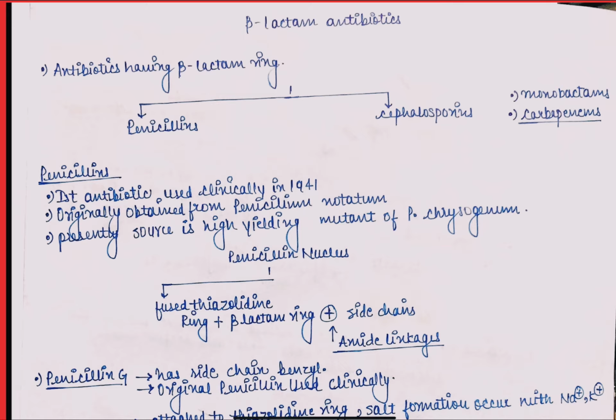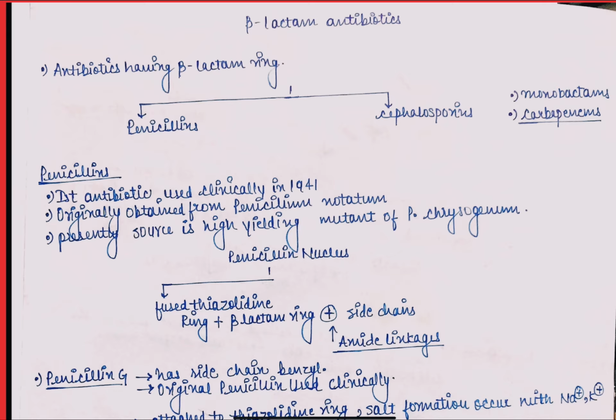So today we are going to talk about beta-lactam antibiotics. So let us discuss what beta-lactam antibiotics are. These are the antibiotics which have a beta-lactam ring in their structure, and there are two major groups: penicillin, which was the first antibiotic to be discovered, and second are cephalosporins, which is also a major class. Monobactam and carbapenem are relatively later additions. So now in this video we are going to talk about penicillin, mainly penicillin G.